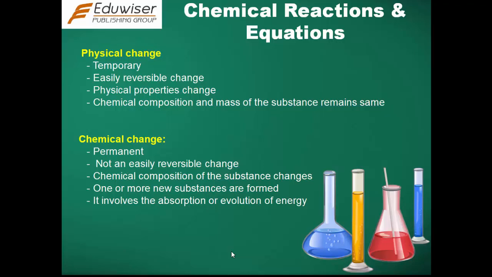Physical change. Physical change is a temporary and easily reversible change in which the physical properties of a substance change, but the chemical composition and mass of the substance remains the same. A chemical change, on the other hand, is a permanent and not an easily reversible change. The chemical composition of the substance changes, one or more new substances are formed, and it involves the absorption or evolution of energy.